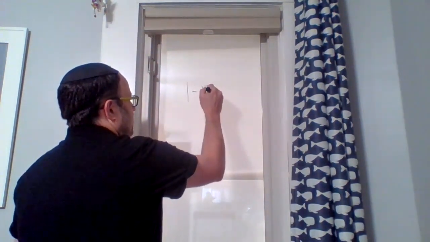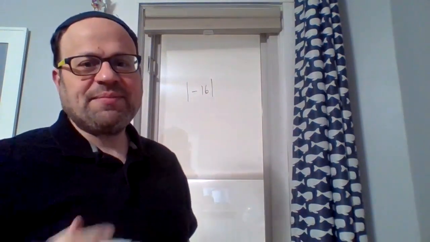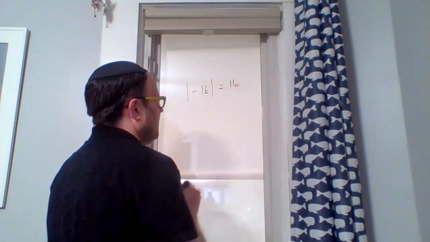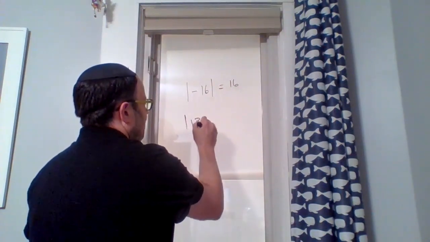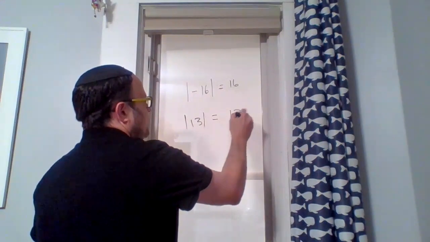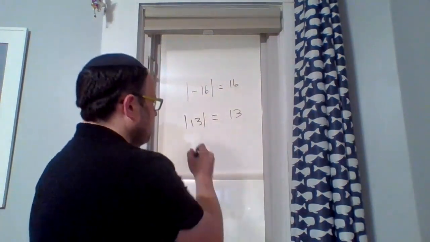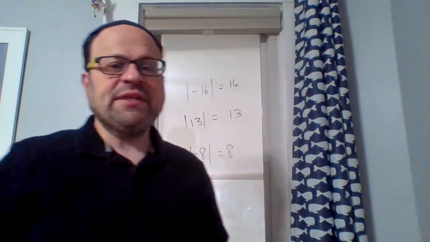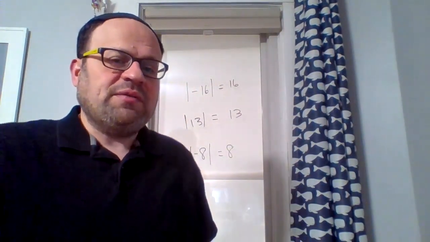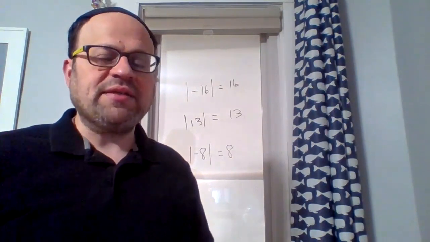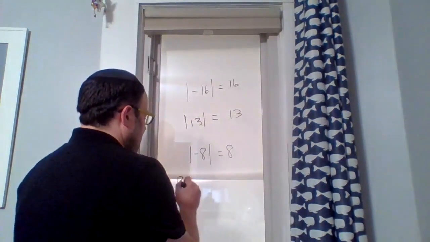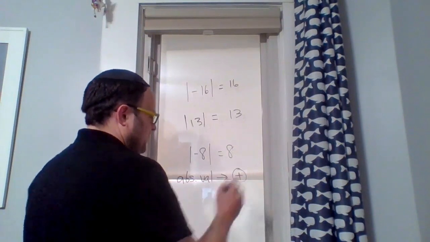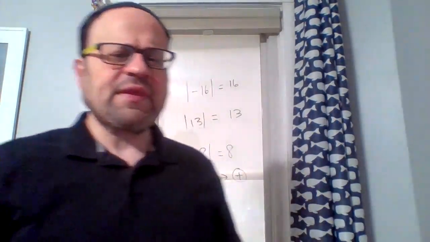You guys know that if I asked you the absolute value of negative 16, 16, no problem. If I asked you the absolute value of positive 13, 13, no problem. And so on. I can give you plenty of examples, and you're going to tell me, well, just take out the negative, it becomes positive. No problem. So absolute value becomes positive.